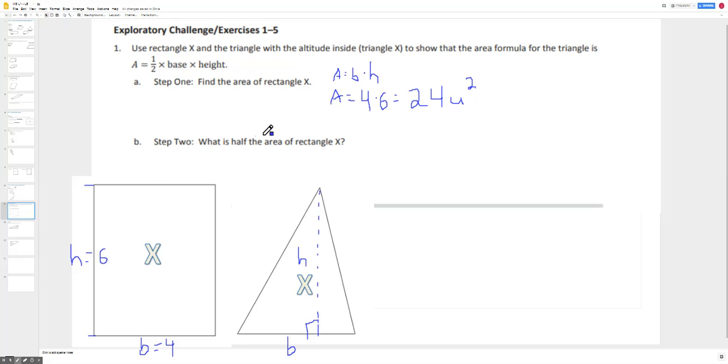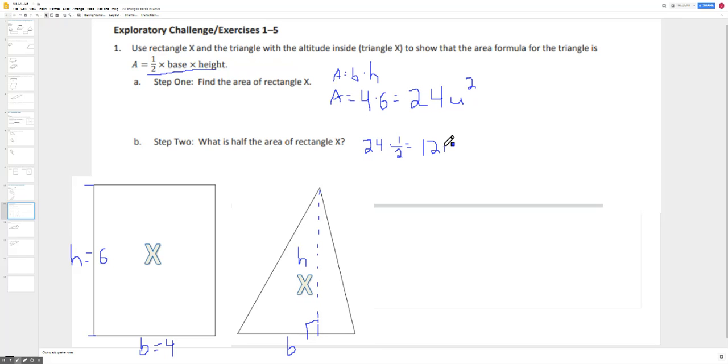Well, now step 2 is what is half the area of the rectangle? Well, if I'm finding half of this, that means I'm finding the area of the triangle. Because remember, base times height is the area of the rectangle. When I multiply it by half, now I get the area of the triangle. So if I cut this in half, remember that multiplying by half, or we can even divide by 2, would work. I'm going to just simply put multiplied by 1/2. What is half of 24? Half of 24 is 12.